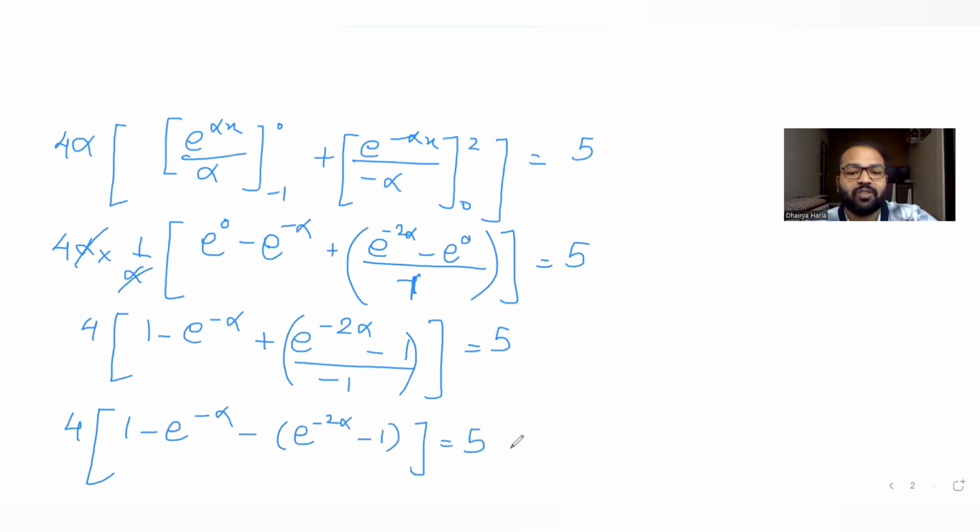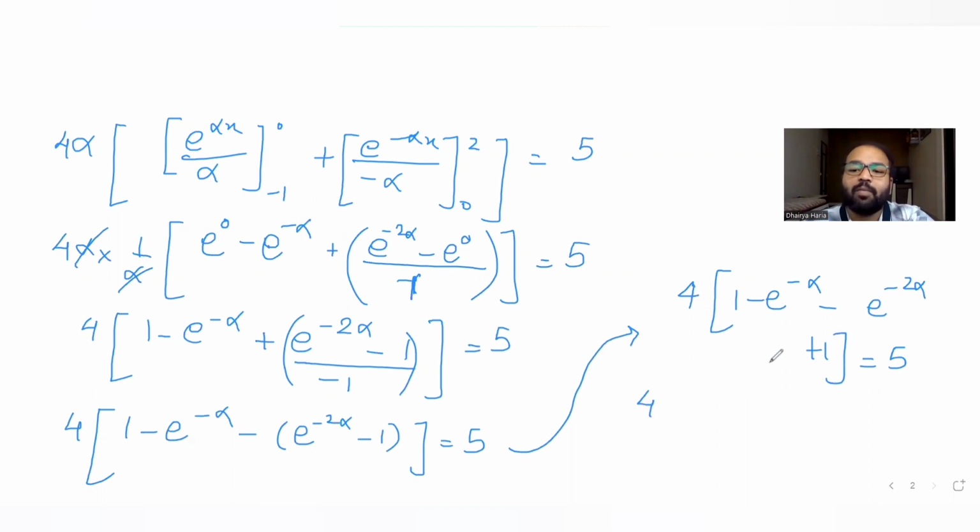equals to 5. So if I solve this further, it becomes 4, 1 minus e raised to minus alpha minus e raised to minus 2 alpha. So we do not have a 2 here. I'll erase that. And plus 1. That's equal to 5. If I solve it further, so if I multiply everyone by 4, 4 minus 4 e raised to minus alpha minus 4 e raised to minus 2 alpha plus 4 equals to 5.